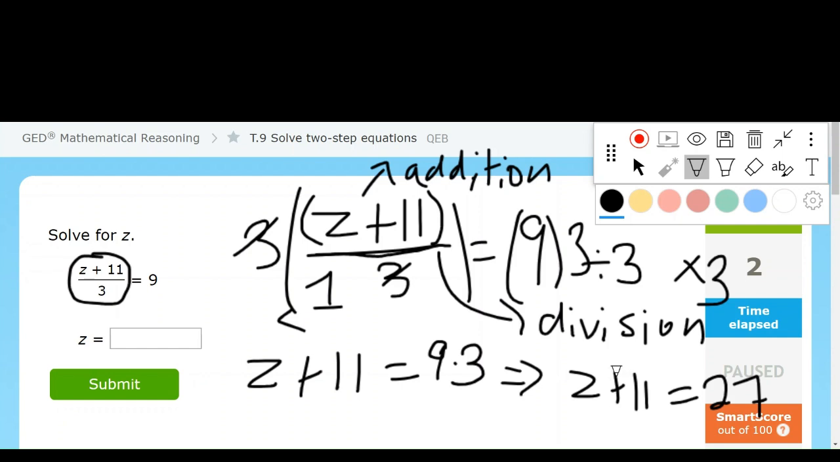Now we're just left with the addition here. What is the opposite of adding by 11? Well, it's subtracting by 11. And when you subtract 11 on both sides, you'll get z equals 27 minus 11, or z equals 16.